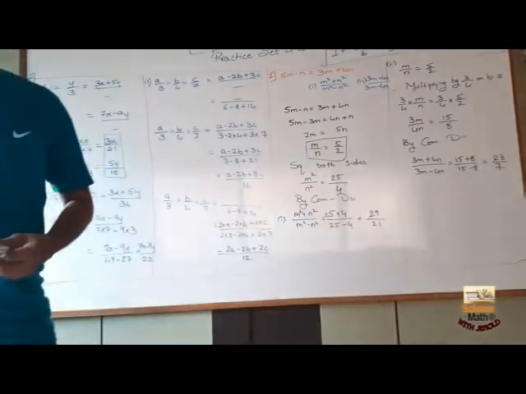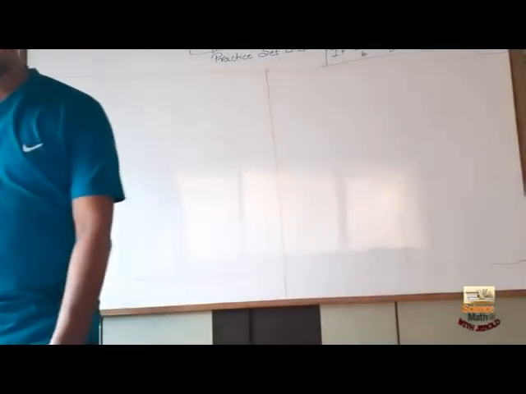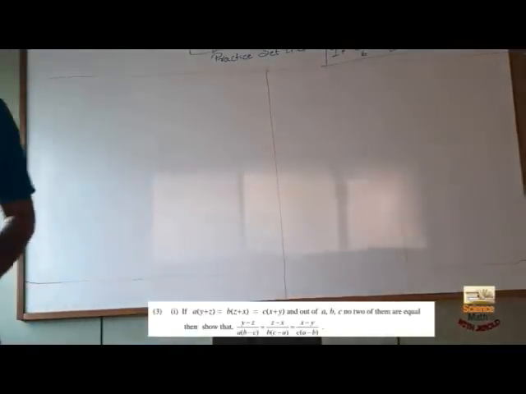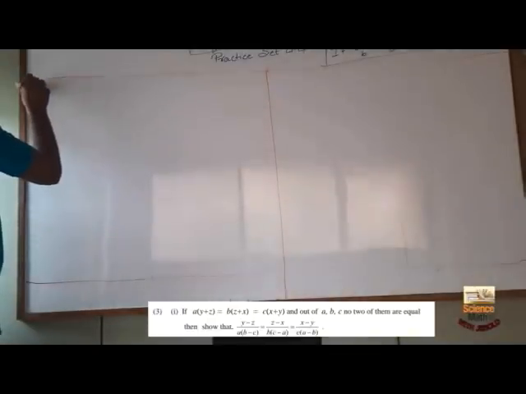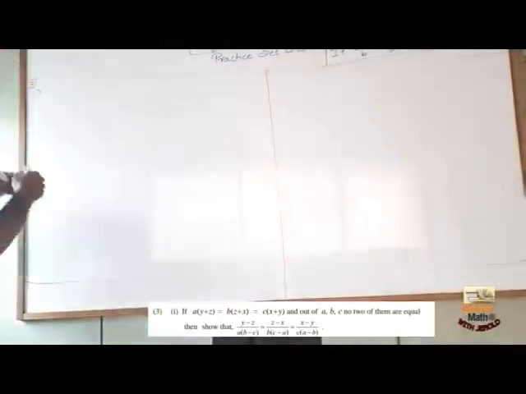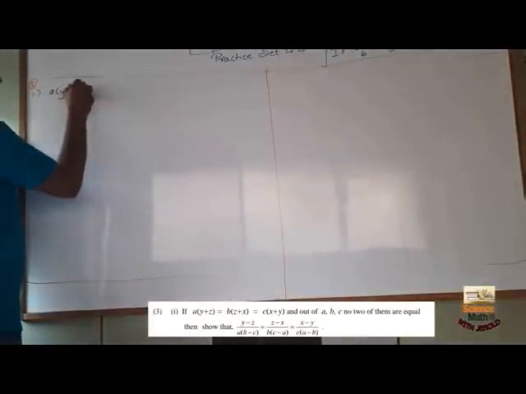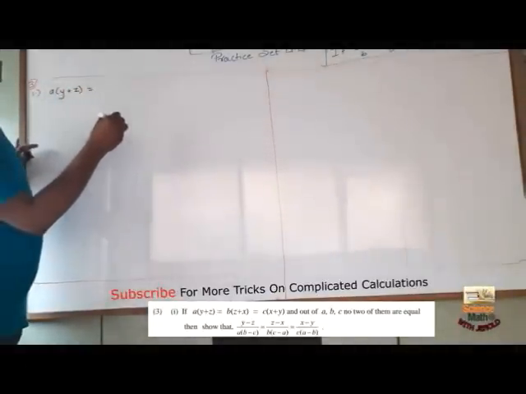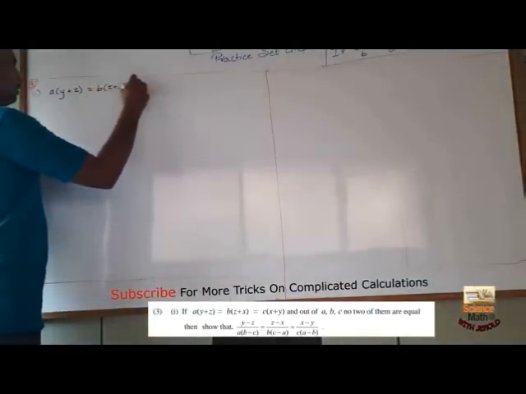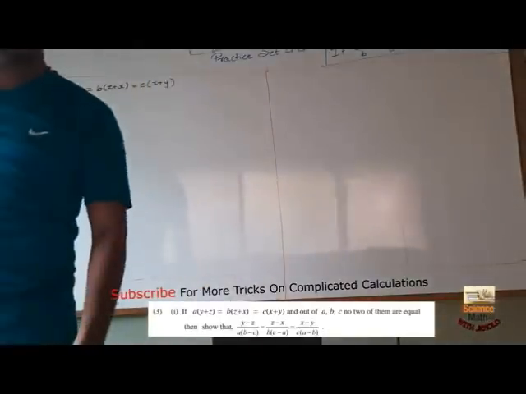I will clear the board till then. Question number 3 of practice set 4.4, first sub question. Let us see what we have. What do we have in the question? I have (y + z)/a is equal to (z + x)/b is equal to (x + y)/c. This is what is given.